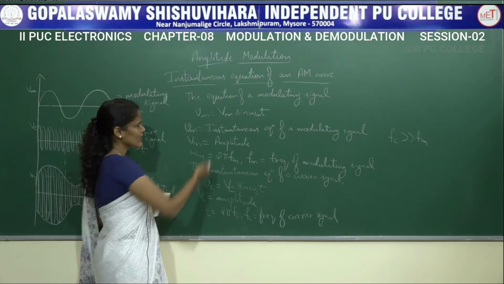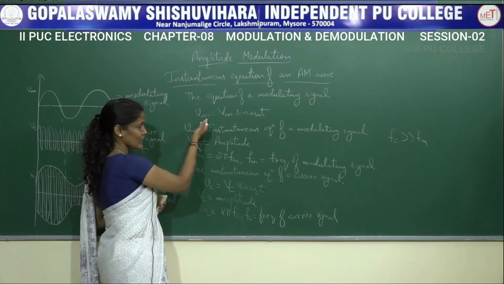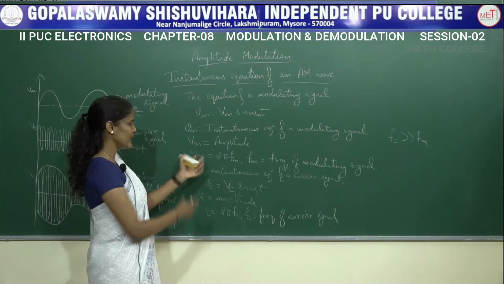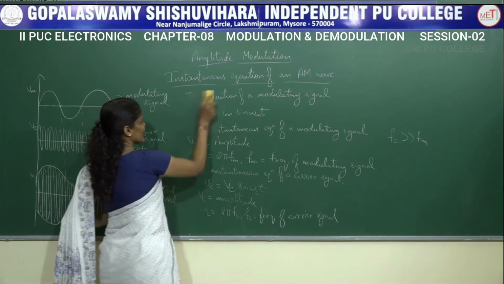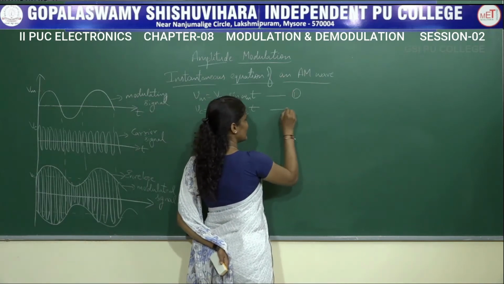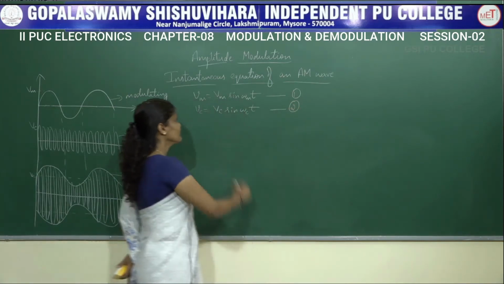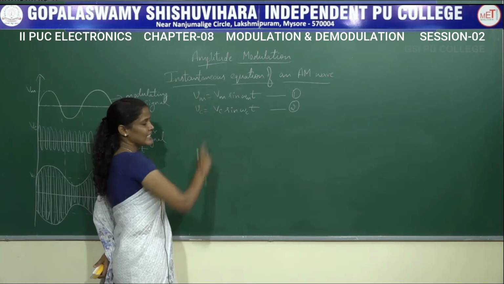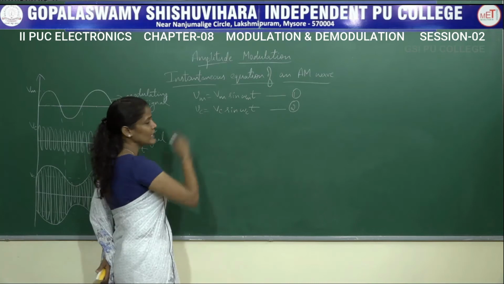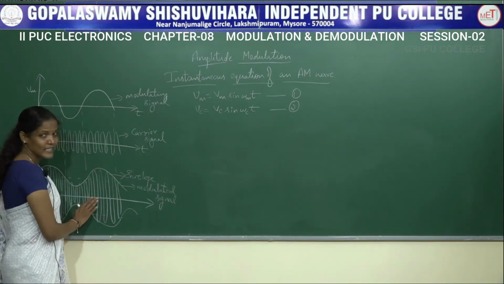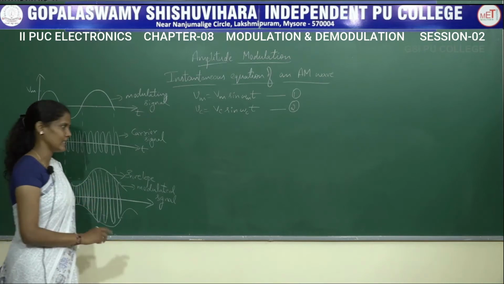Clear? I am more concentrated on these two equations, that is v m equals Vm sin omega m t, and vc equals Vc sin omega c t. So let me write only those two expressions separately. Let me call this particular equation as 1 and this as equation number 2. This is the instantaneous equation of a modulating signal and this is the instantaneous equation of a carrier signal. Now we have to find the equation for this particular signal, that is a modulated signal.